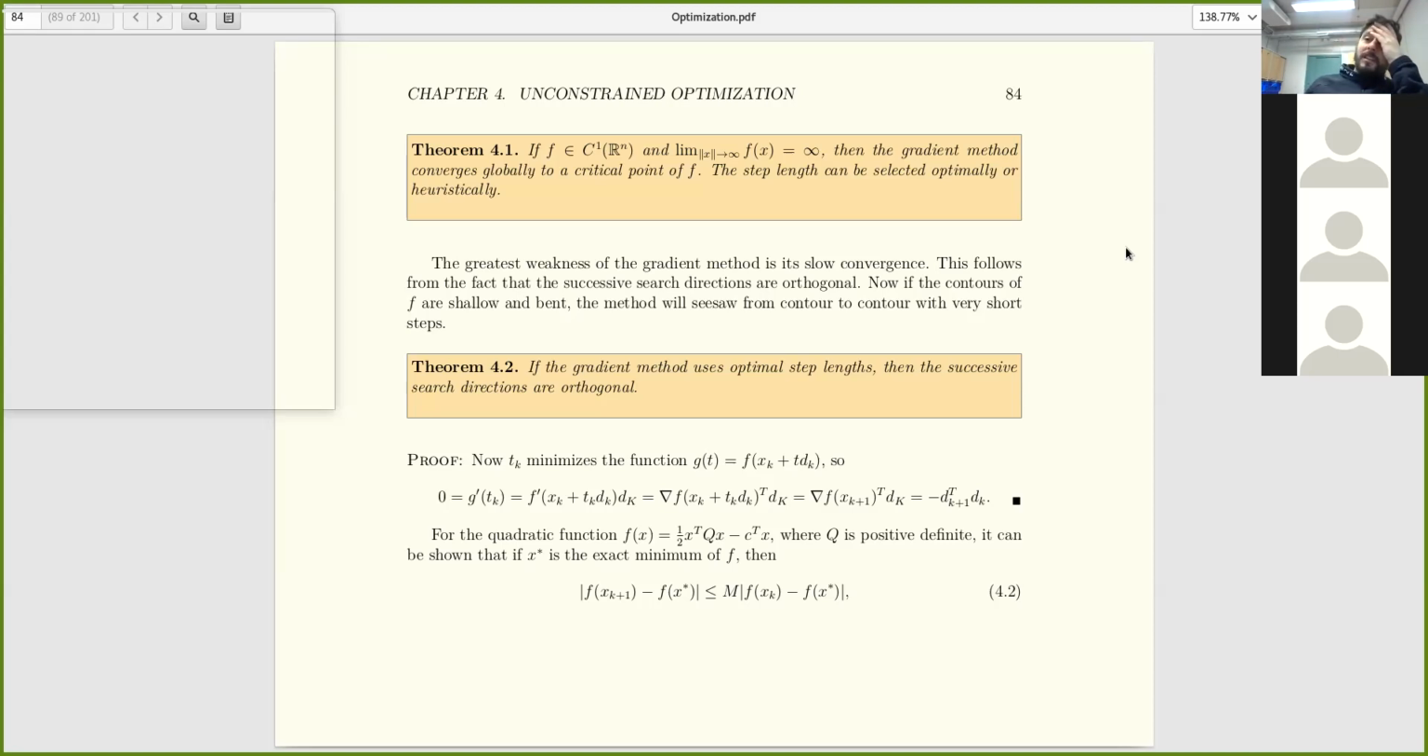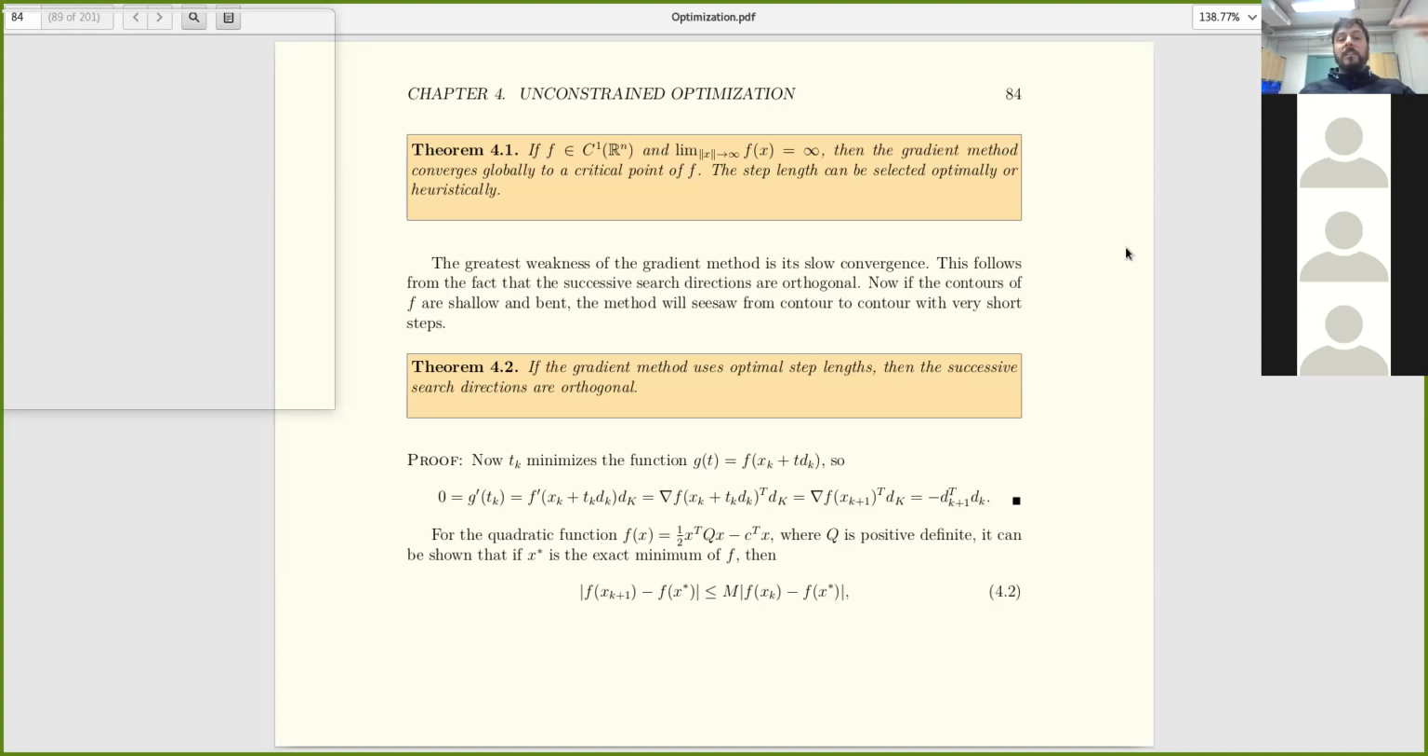What is the opposite of steep? I don't remember what the word is, but you know, it's very flat. It's very flat at the bottom, so it tends to bounce around a lot before convergence, and that we'll see an example of that. So the theorem is actually self-evident if you think about it.